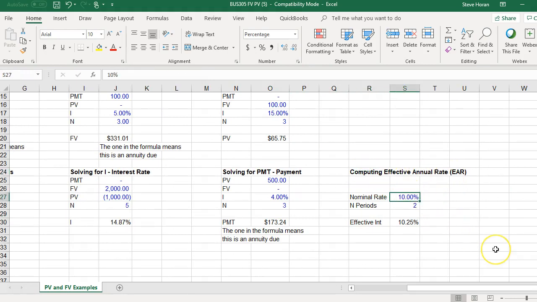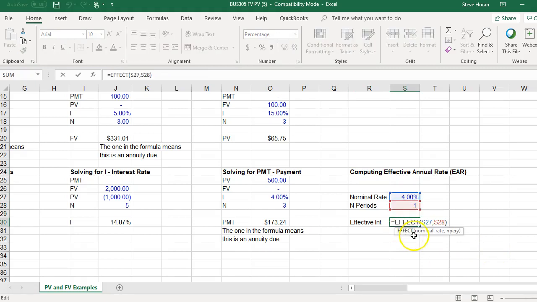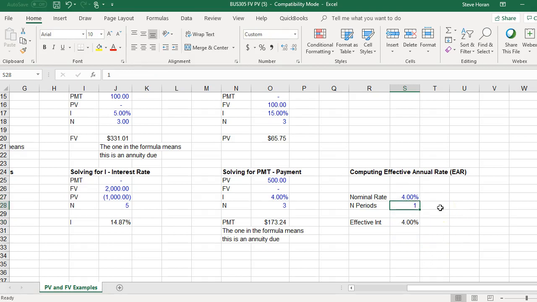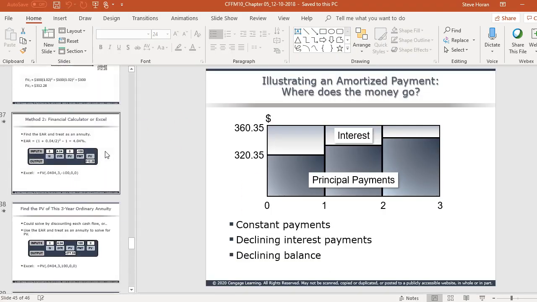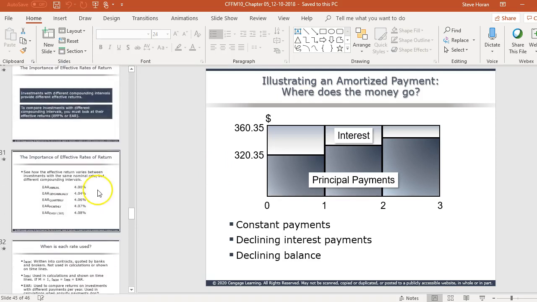computing effective annual rate. Let's go back to that 4%. Okay, so this formula down here is called the effect formula. And so we take the nominal rate, the 4% annual rate, and then as I change the number of periods, the effective interest changes. So 4% at twice per year is 4.04. Quarterly, 4 times per year is 4.06. Monthly is 4.07. And daily is 4.08. So that was just like a slide that I showed you how to do that with, which is this one right here.